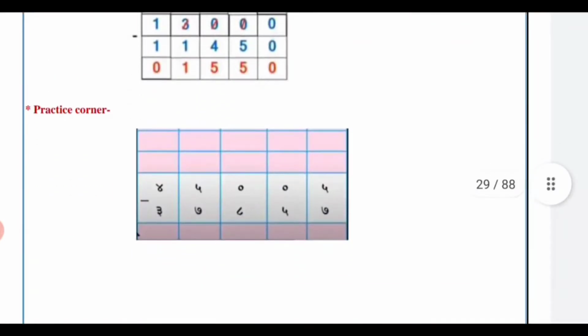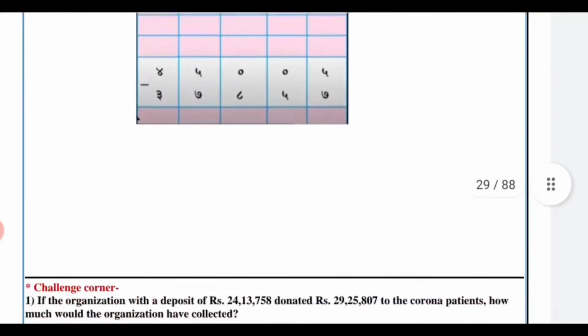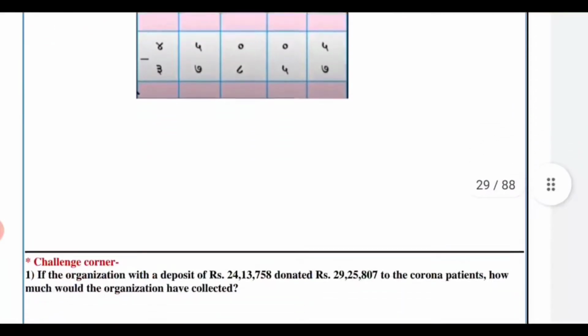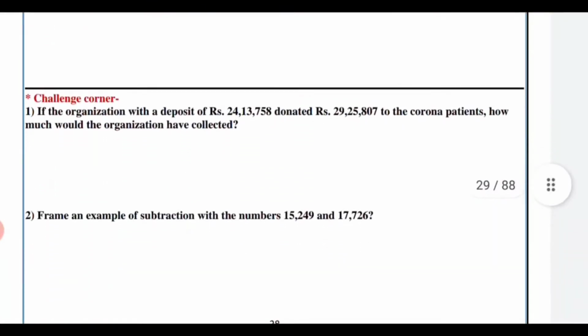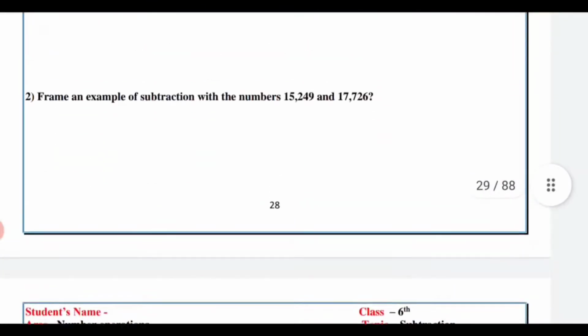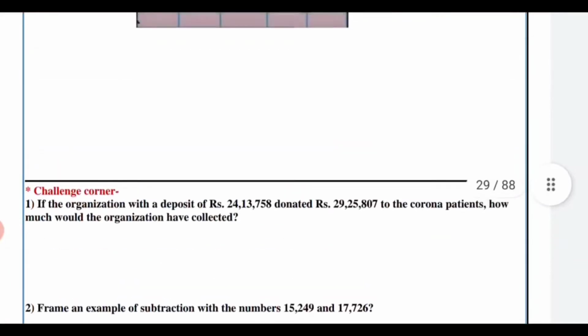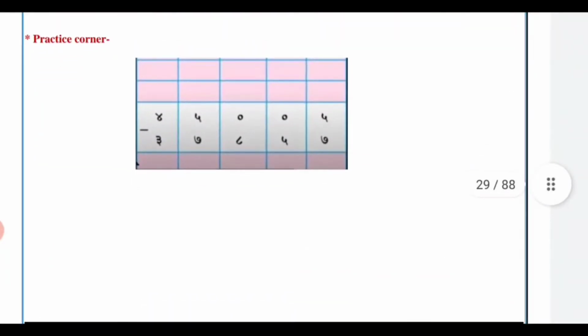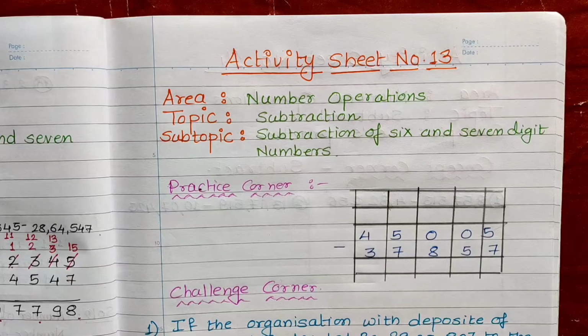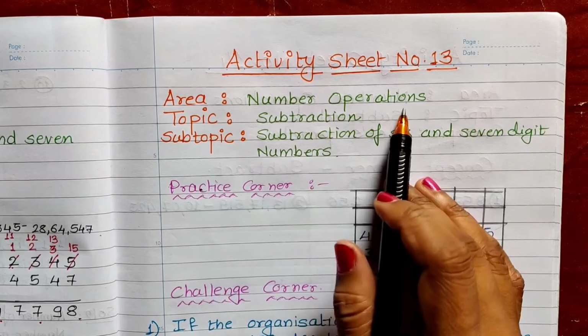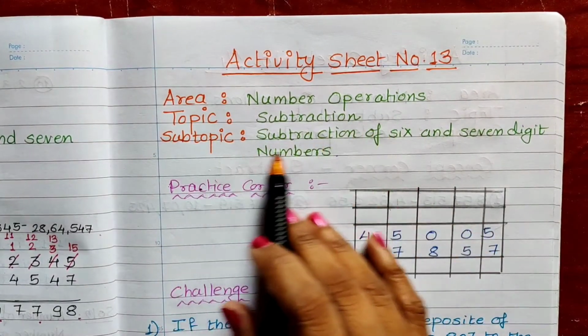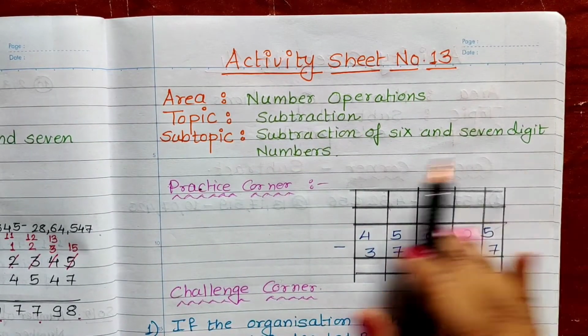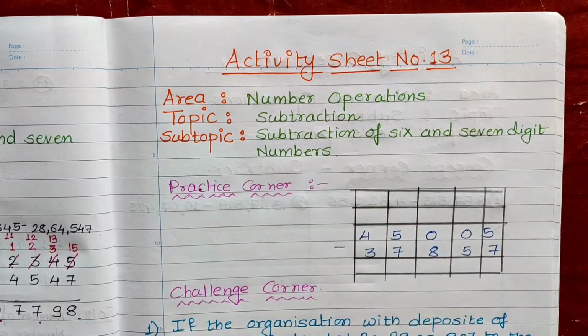We will be solving from this practice corner in our notebook. In the practice corner, one question is there. In the challenge corner, we have given these 2 word problems. So in total these 3 questions we will be solving in our notebook. So let us go to the notebook. This is my activity sheet number 13. Area is number knowledge. Topic is subtraction. Subtopic is subtraction of 6 and 7 digit numbers. So let us solve this sum from the practice corner.